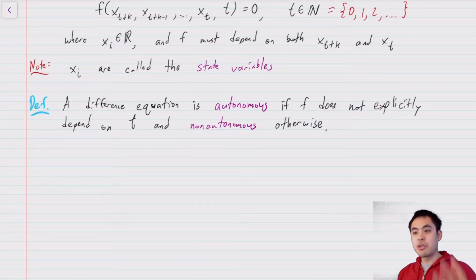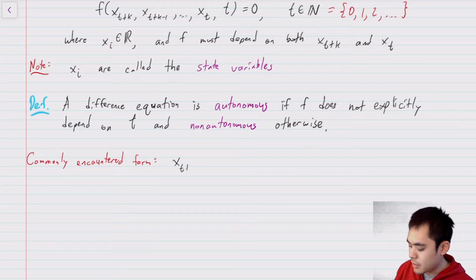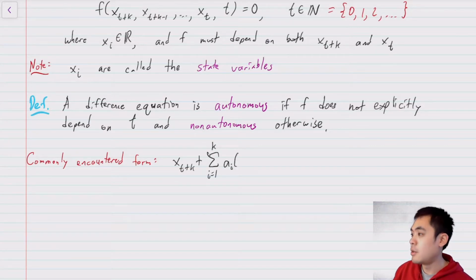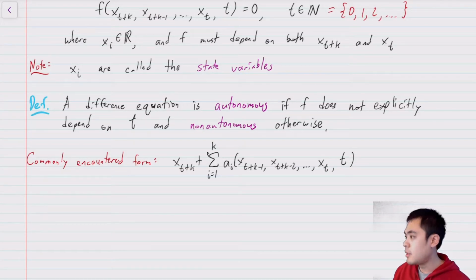Okay, so this is a general definition of a difference equation. Often we'll encounter them in an easier to parse form. So let's write out one of the more commonly encountered forms, which will be x sub t plus k plus the summation over i from 1 to k of a function a sub i, which is a function of x sub t plus k minus 1, x sub t plus k minus 2, all the way down to x sub t, and of course it's also maybe dependent on t itself, times x sub t plus k minus i, which is equal to b sub t.